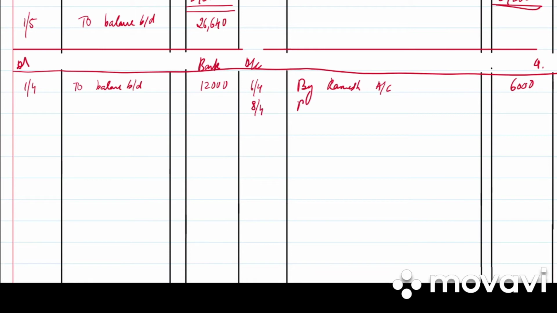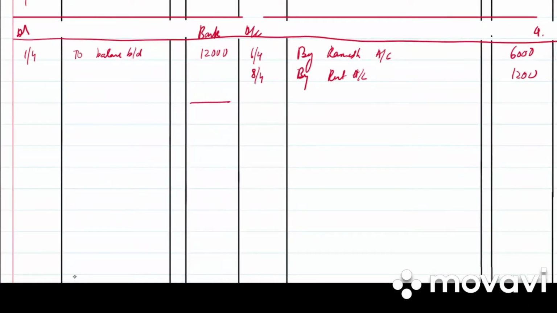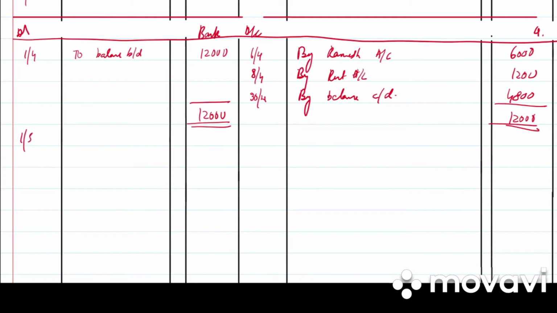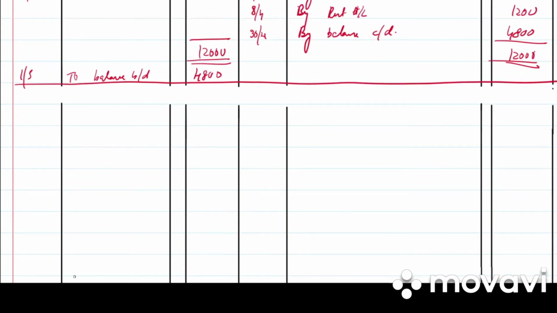Then on 8th April we have by rent account 1,200. Anything else? No. So what is the total? Debit side is 12,000. 12,000. On 30th April we have by balance carried down 4,800. On 1st May we have to balance brought down 4,800.